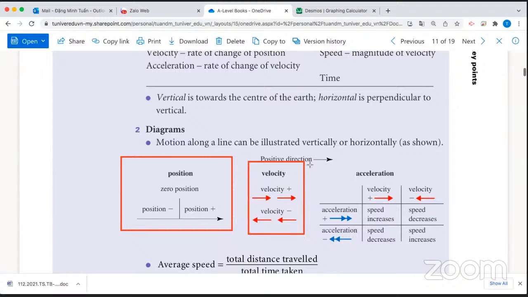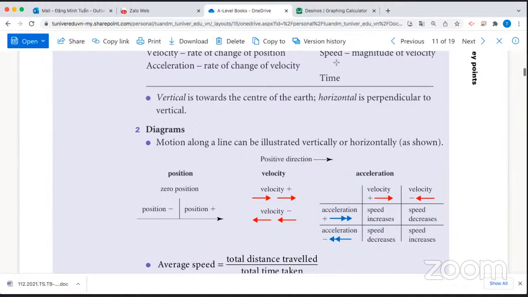And then also the acceleration. For acceleration we care about positive and negative too. It depends on the velocity. If speed is increasing, the acceleration will be positive. If speed decreases, the acceleration is negative. But if the velocity is in the negative direction, inversely, when speed decreases, the acceleration is positive, and when speed increases, the acceleration is negative. That means it depends on the positive direction we choose.